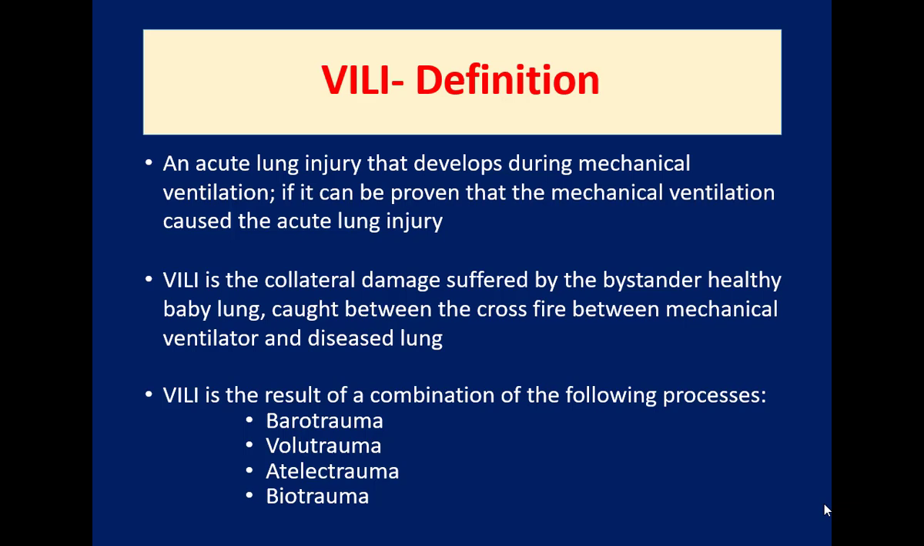So coming back to ventilator induced lung injury, it is an acute lung injury that develops during mechanical ventilation, and we can prove that mechanical ventilation caused this acute injury. This is not a part and parcel of the disease of the patient. It is a collateral damage suffered by the bystander healthy lung. Majority of the time in secondary ARDS the lung is healthy, or even if pneumonia is there, the other part of the lung is healthy, which is getting collateral damage because of the ventilation. So it is collateral damage of the lung which is caught in the crossfire between mechanical ventilation and diseased lung.